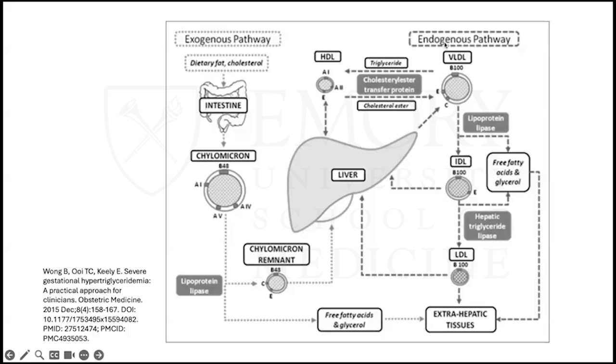Then you also have an endogenous pathway, where the liver synthesizes very low density lipoprotein, which again is a lipoprotein that carries predominantly triglycerides. It circulates around the body and goes to the fat tissues and muscles as well. And the lipoprotein lipase also breaks up those triglycerides into free fatty acids to be stored. So essentially, this is what's happening in the first 2 trimesters of normal pregnancy.